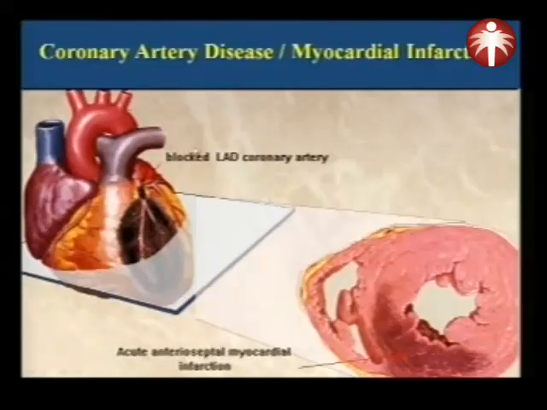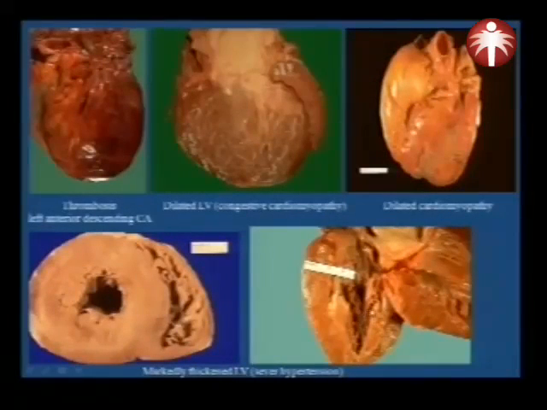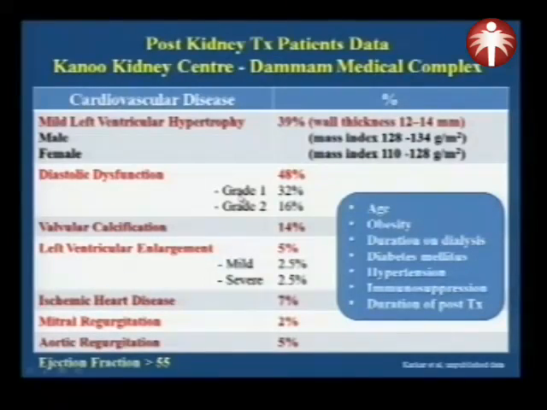If we take another example, the left anterior descending coronary artery, when there is a blockage there, it ends up with acute anterior septal myocardial infarction. These are some of what we can see sometimes in patients after organ transplantation: blockage of the anterior descending artery, dilated left ventricle, or dilated cardiomyopathy. Here you can see the thickened left ventricle, definitely because of severe hypertension, which you will see in a minute as a risk factor for cardiovascular disease post-transplant.